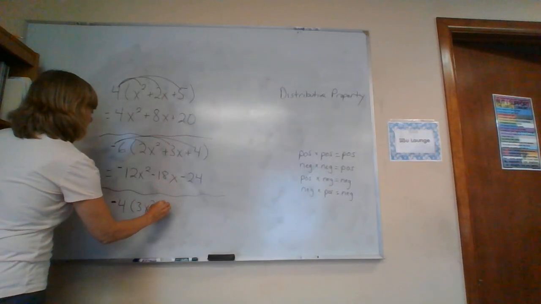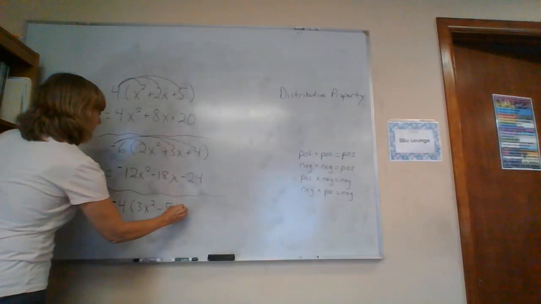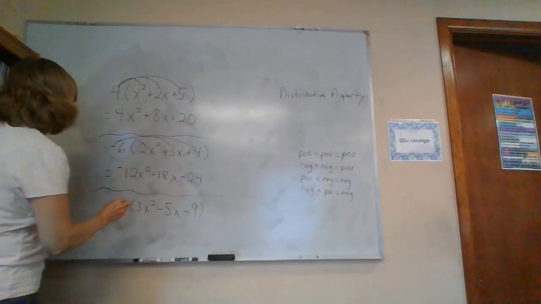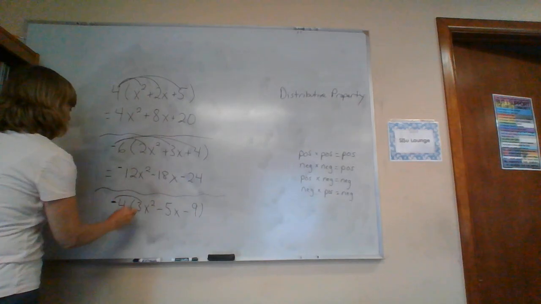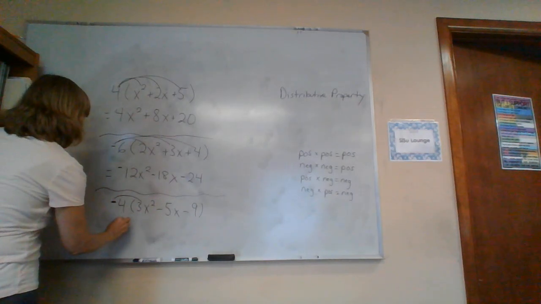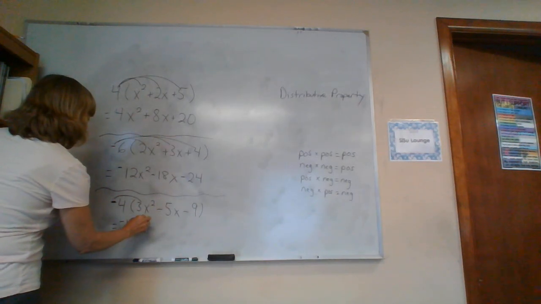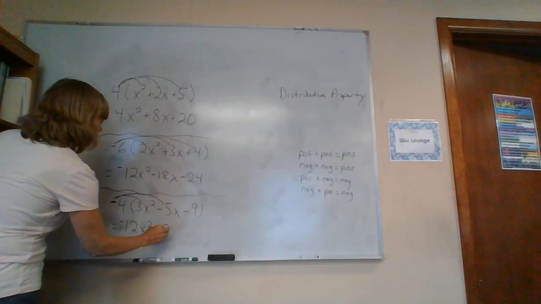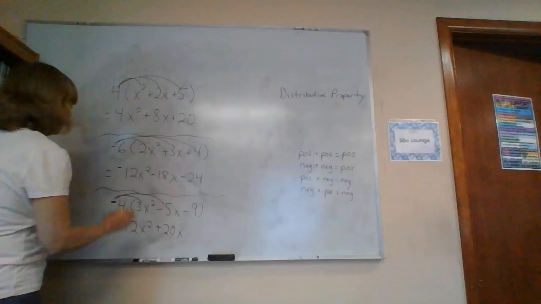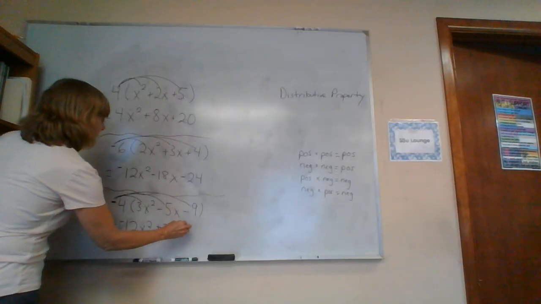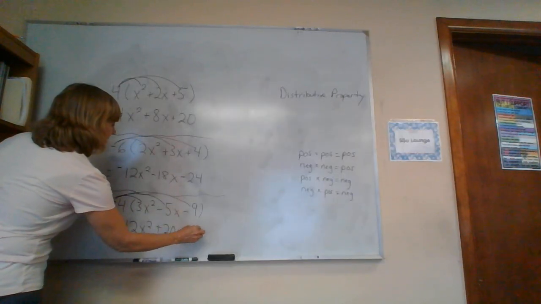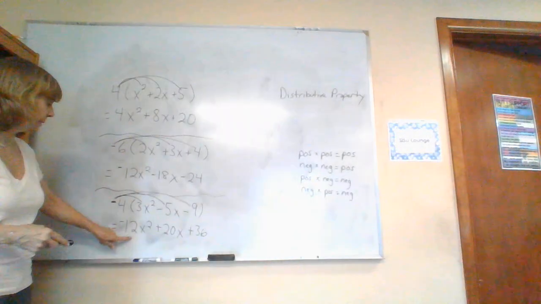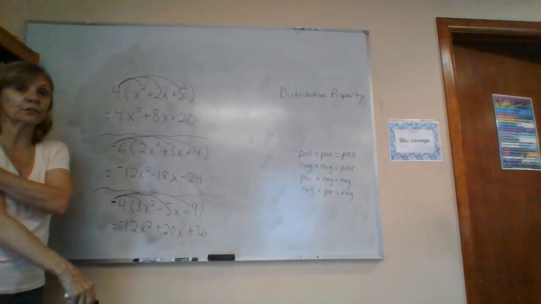Negative 4 times 3x squared minus 5x minus 9. My same rules. Nothing's changing. Negative 4 times 3x squared would be negative 12x squared. Negative 4 times negative 5 would be plus 20x. Negative 4 times negative 9 is plus 36. So that would be your final answer. That's as good as you could get.